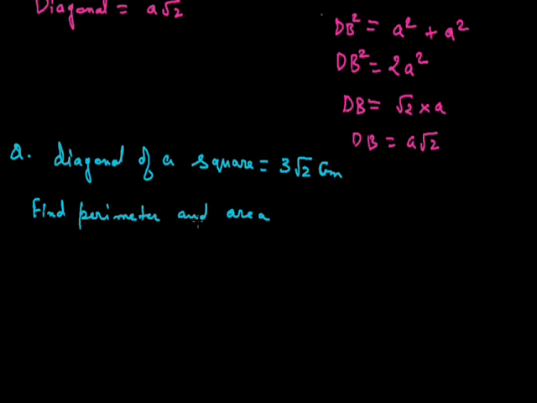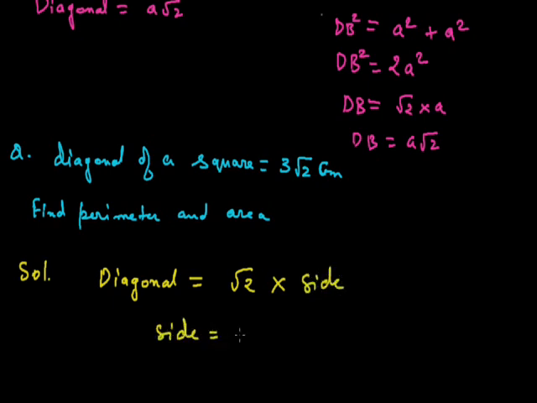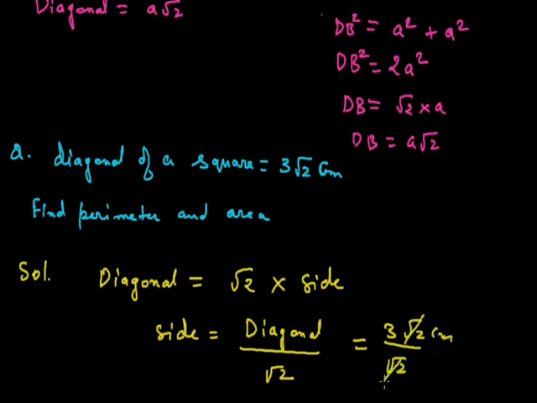Now to find the perimeter and area, we should know the side of the square, but it is not given in the question. But we know that the diagonal of a square is equal to root 2 into side. So side will be equal to diagonal upon root 2, and we are given the diagonal, that is 3 root 2 centimeters. It will be divided by root 2, so root 2 will get cancelled by root 2 and the side comes out to be 3 centimeters.